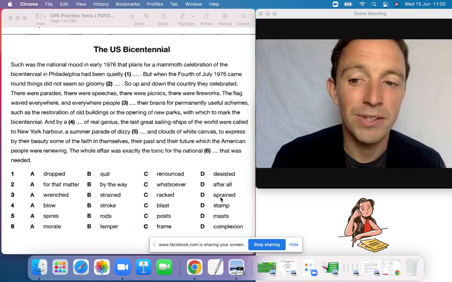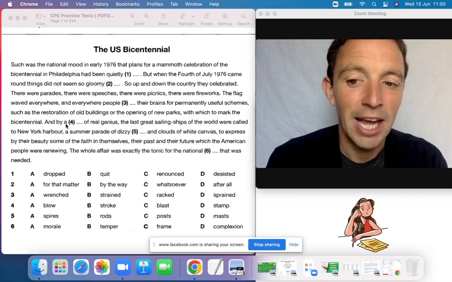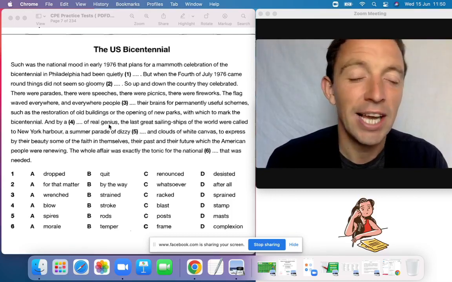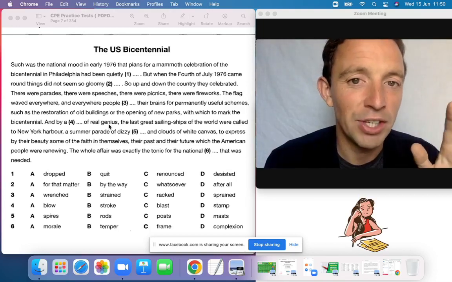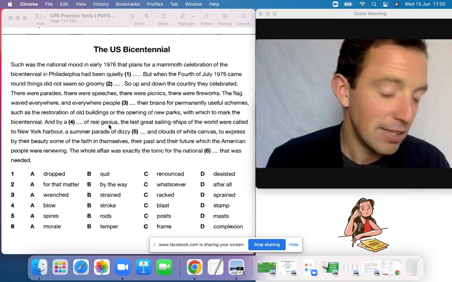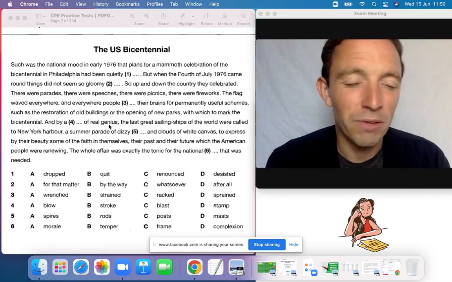Number four: permanently useful schemes, such as the restoration of old buildings or the opening of new parks with which to mark the bicentennial. And by something of real genius. Again, this is super fluent, really proficiency, and it's difficult. If you know this, fantastic. A blow of real genius.